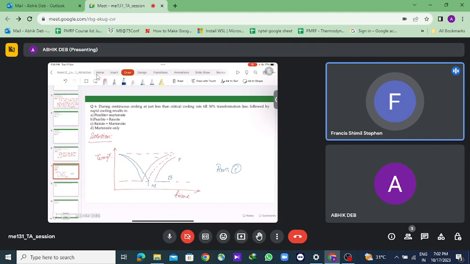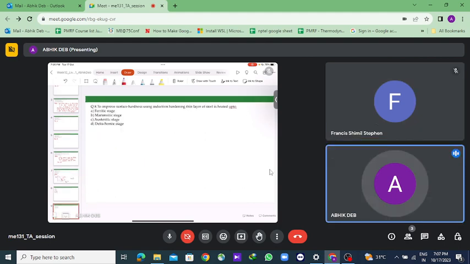So in induction hardening, the thin layer of the steel is heated up to, yeah, it is right. We have to heat till the austenitic stage to form a homogeneous austenitic layer. That is a homogeneous austenitic structure. So the answer is C.